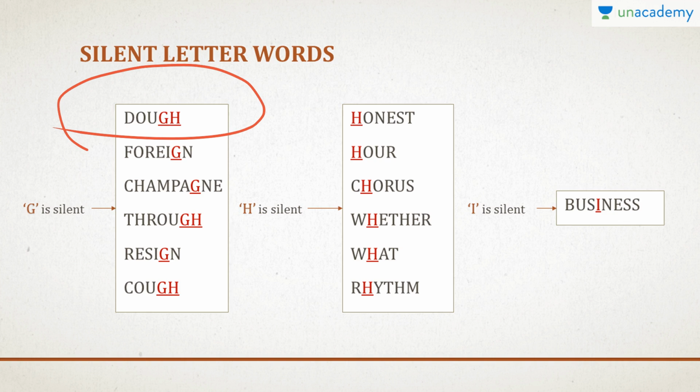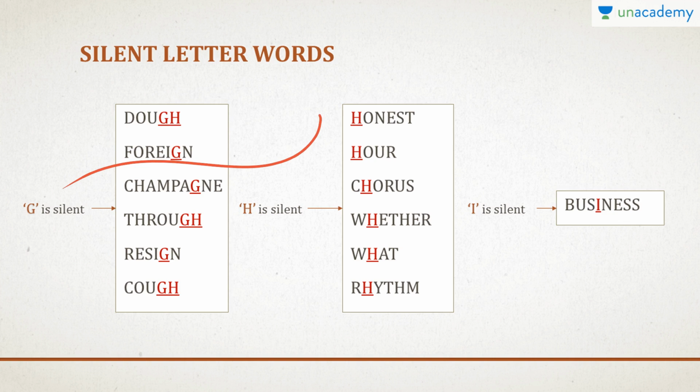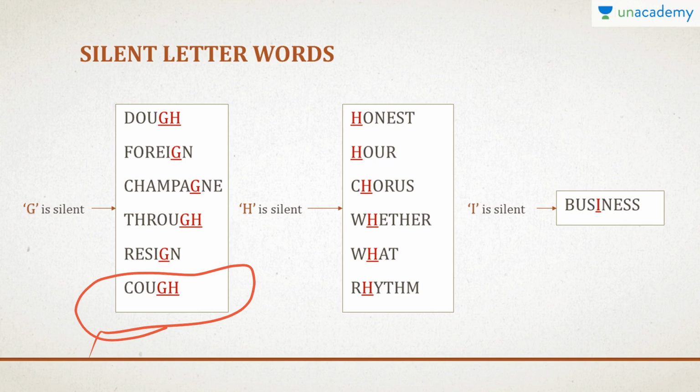Both are silent here. In this word foreign, G is silent, and make sure you write it when you're writing it. And in this word champagne, G is silent. Through, GH is silent. Resign, G is silent. And cough, GH sounds like F in this particular word. Similarly, you must have come across laugh, rough, where you have to pronounce it as F in the end.